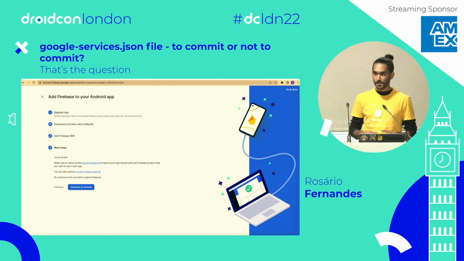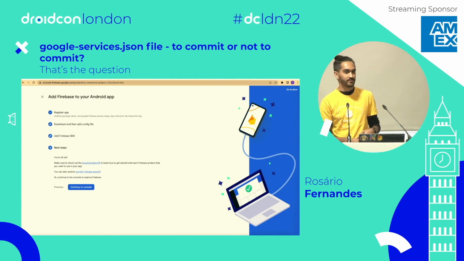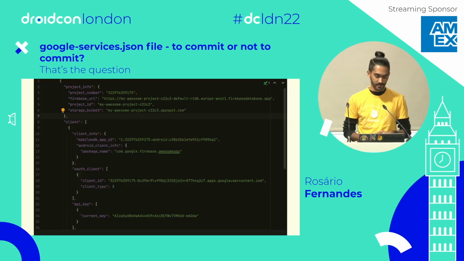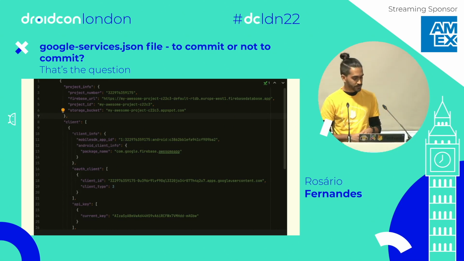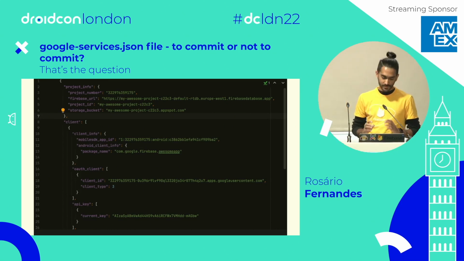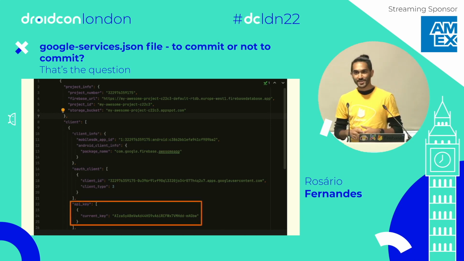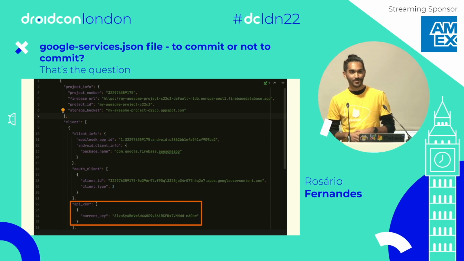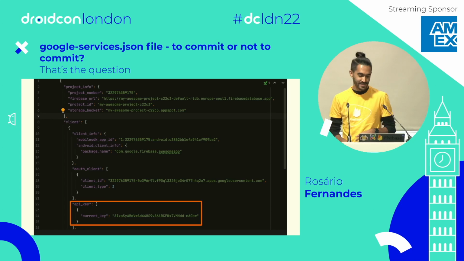You already have the JSON file. You add it to your app, and then out of curiosity, you might open the file and see what's going on in there. This is a sample file. This is generally how it looks. And something that will certainly call your attention is the API key. There's an API key in there, and what is that for? Is that even secure? Why is it in my app? Am I shipping this?